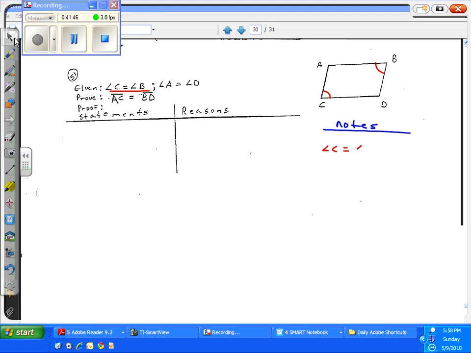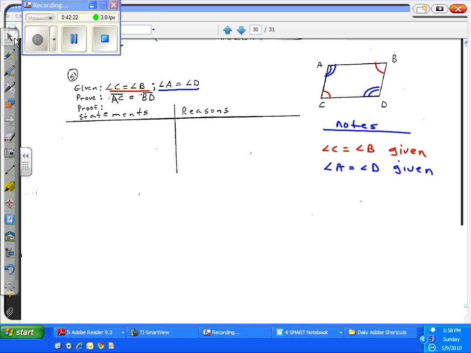If we mark exactly what it said in the given, then the reason for that will be given. We'll think, is there anything else that I can conclude from being given that just jumps out at me? No, so we go to the next given statement. It says that angle A is equal to angle D, so we mark that. Angle A is equal to angle D. We're going to write down that angle A is equal to angle D. We marked exactly what it said in the given, so it's given.